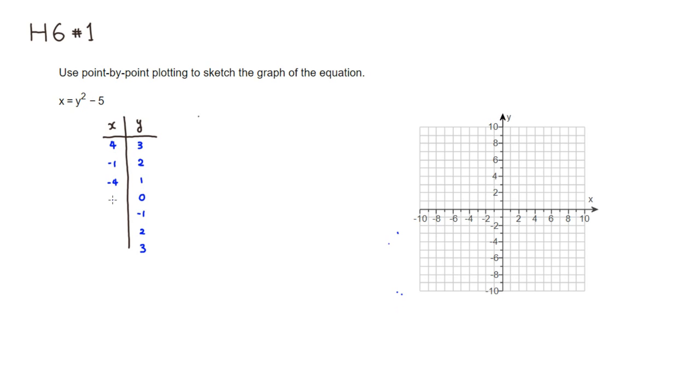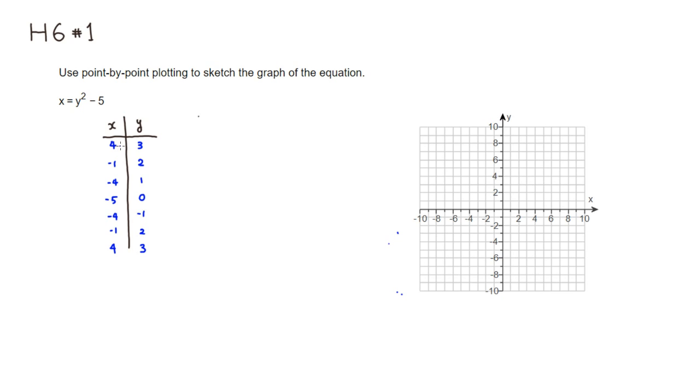And if it's 1, 1 squared minus 5 is negative 4. Alright, if it's 0, it's negative 5. And negative 1, so it's going to be negative 4. And negative 2, negative 1. And negative 3, 9 minus 5, so it's going to be 4. Alright, so let's plot points.